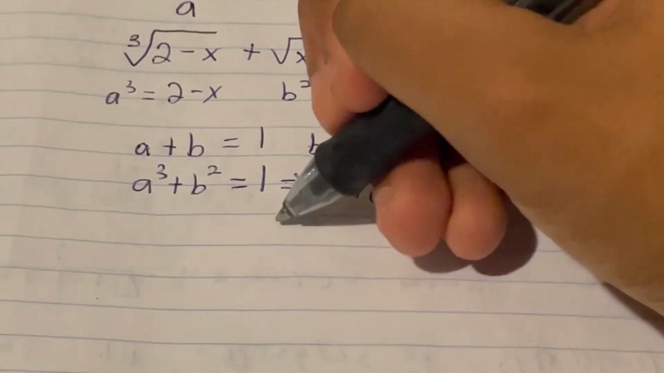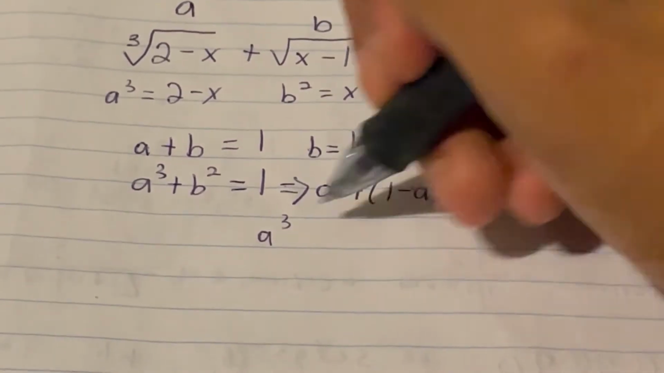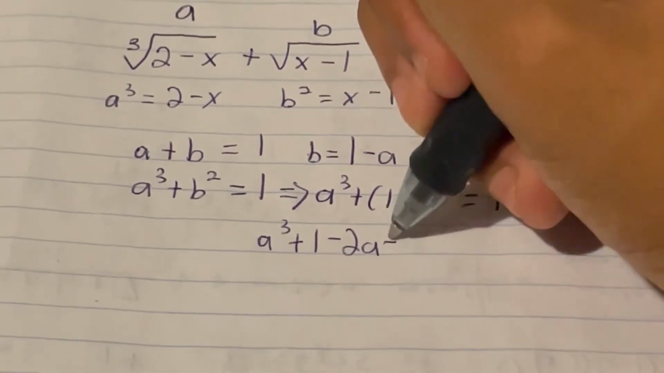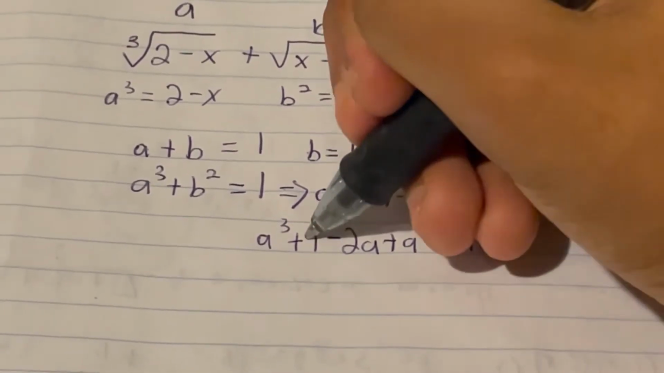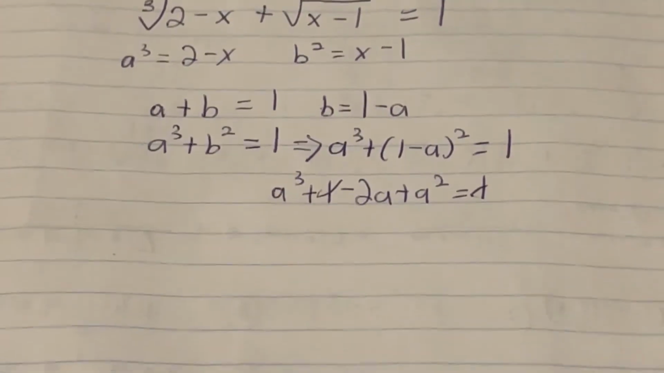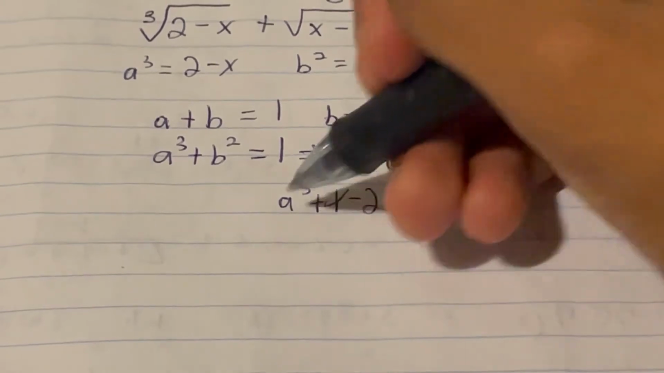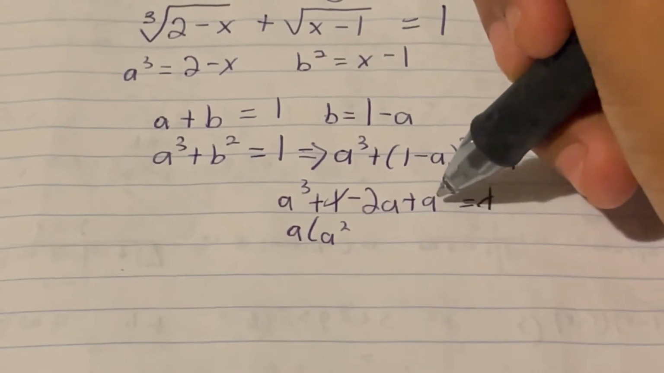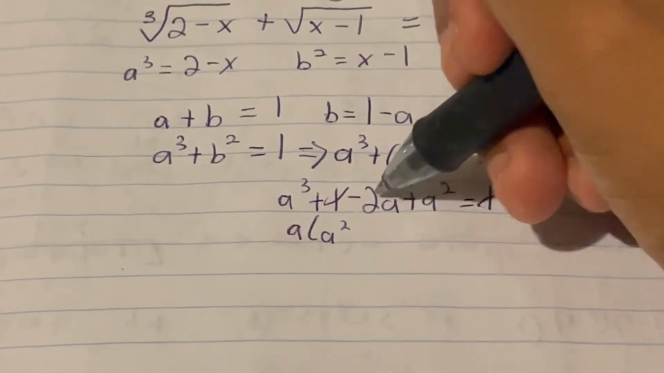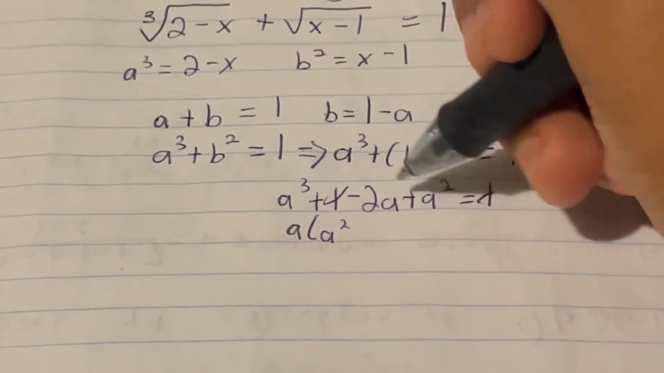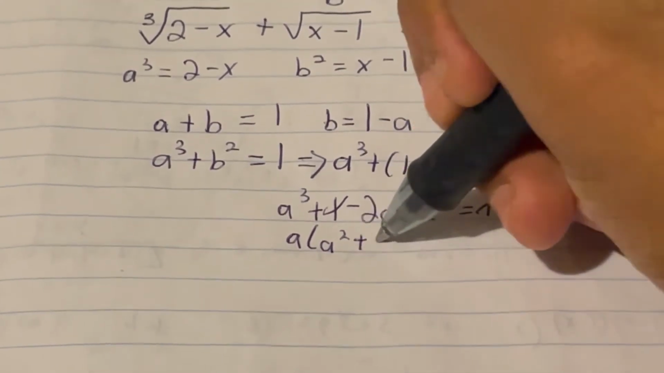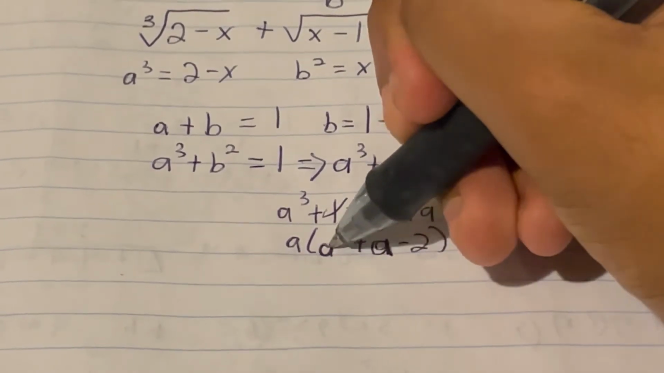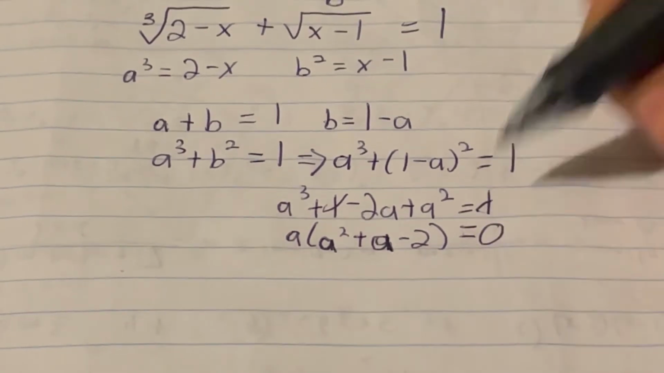Now let's FOIL this out to get a cubed, still, plus 1 minus 2a plus a squared, and that equals 1. Ones cancel out, and now you are left with, let's factor out an a from all these terms. You have a times a squared, plus a minus 2, and that's equal to 0.